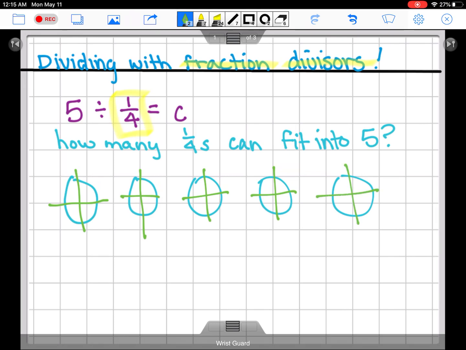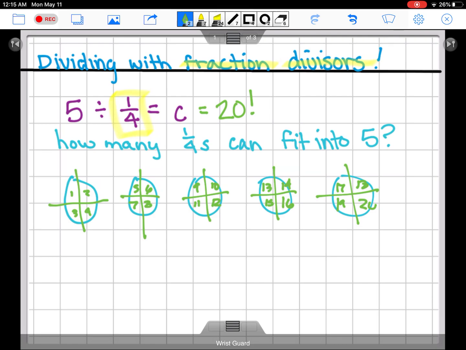Now, this tells me how many fourths can fit into 5. You could count it up. 1, 2, 3, 4, 5, 6, 7, 8, 9, 10, 11, 12, 13, 14, 15, 16, 17, 18, 19, 20. 20 fourths can fit into 5. That's fantastic.